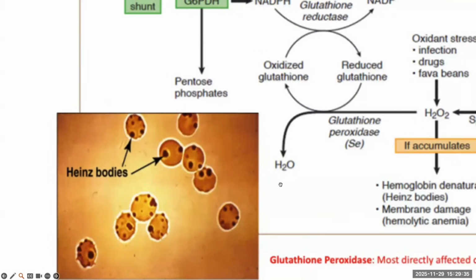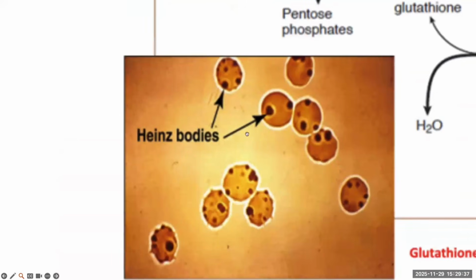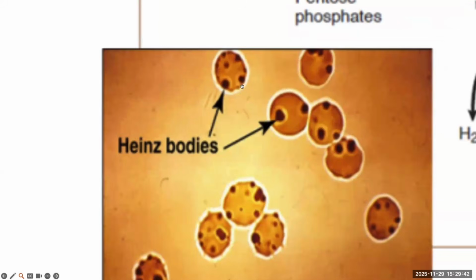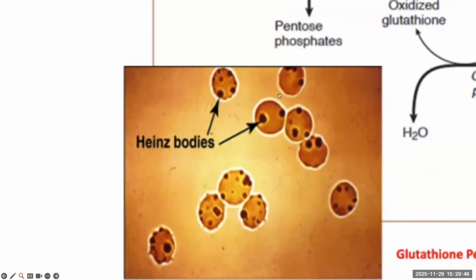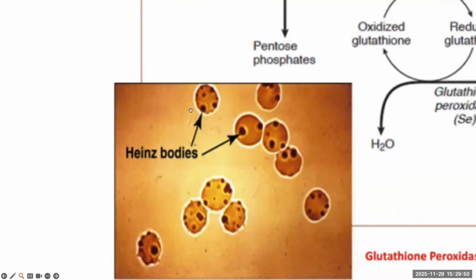Moving on, over here you can see the red blood cell smear, and you see these little balls. These are basically your Heinz bodies. These are formed once the globin protein chains start to fragment and clump together.